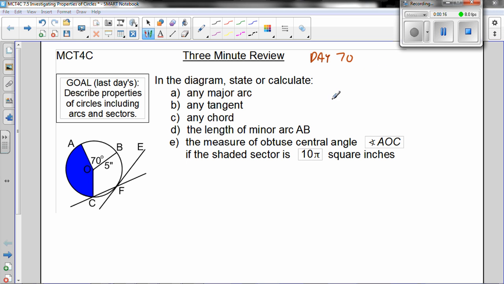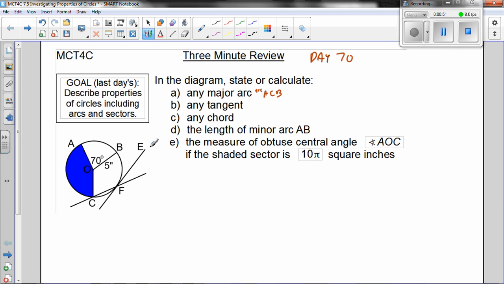Yesterday, we spent a bunch of time talking about the bits and pieces of circles and giving them names, and we're practicing that in the 3-minute review today. In the diagram, state or calculate any major arc. Remember, a major arc is kind of around the outside. So there's a minor one. The long way home would be the major one, right? So I could say something like arc ACB, and then it would be understood that we were going around the outside, the long way home.